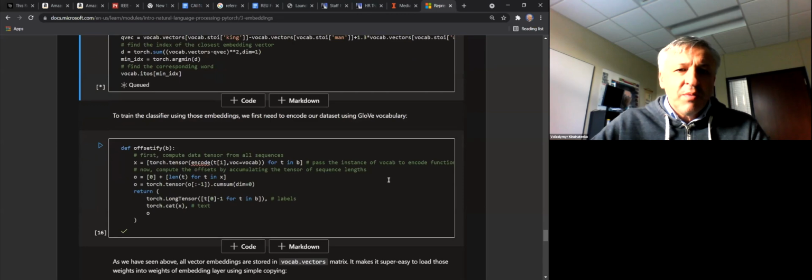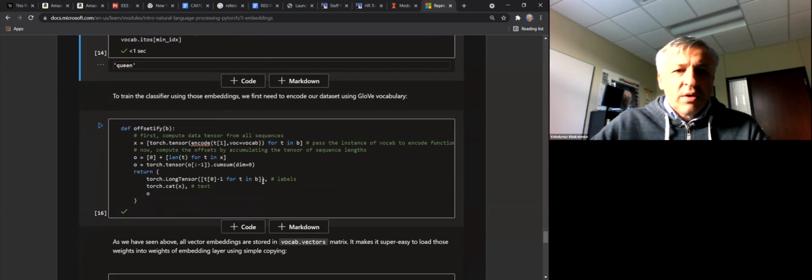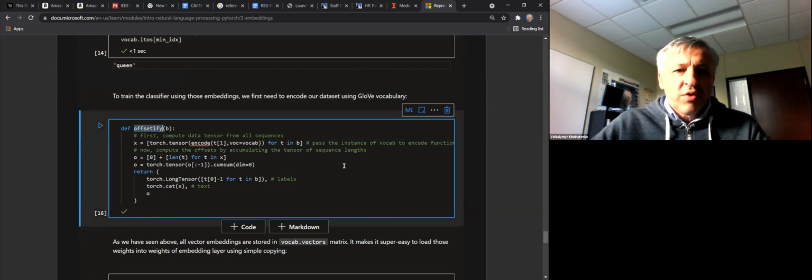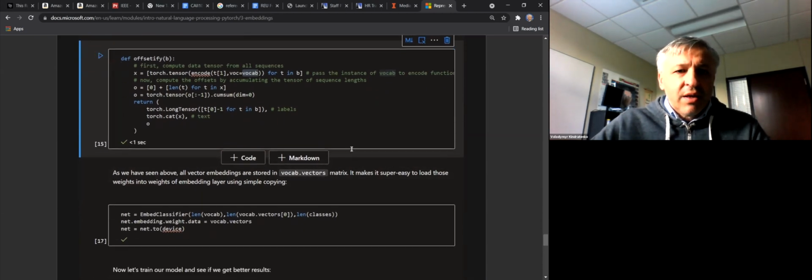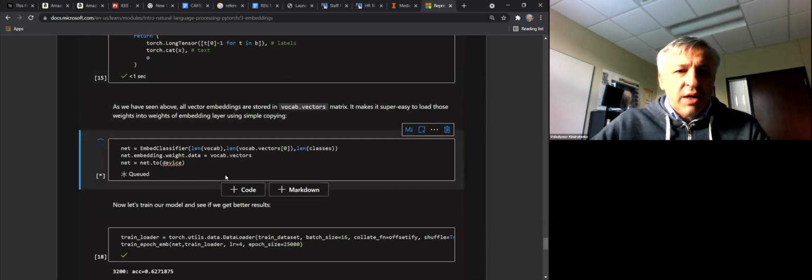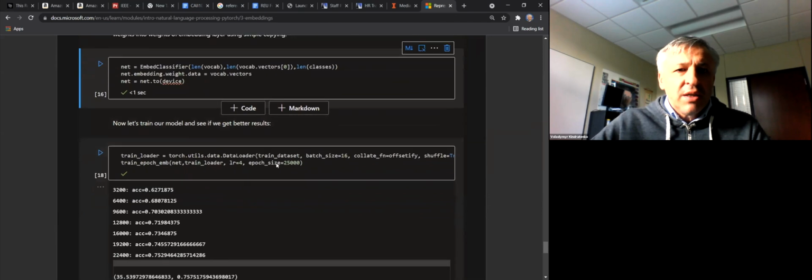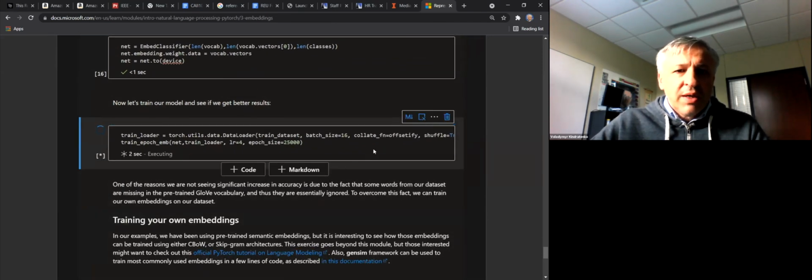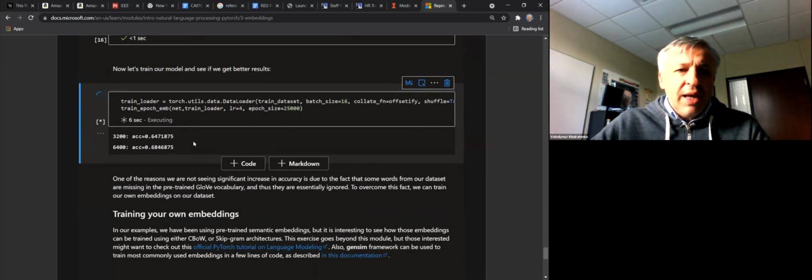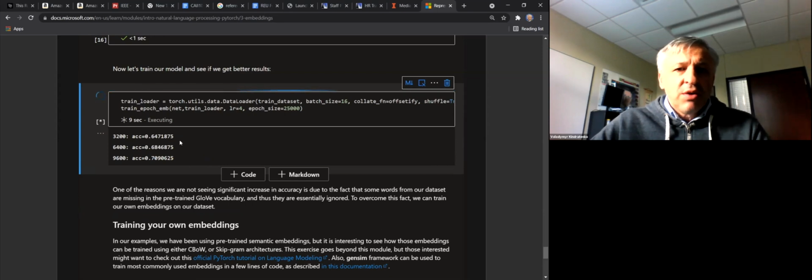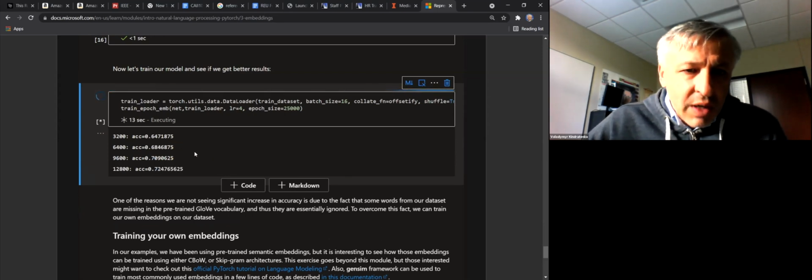So if we want to train a classifier with this embedding, we of course have to have a different encoding for our data set using the GloVe vocabulary. So the function that we have to build here will perform this sort of encoding using the new vocabulary that we just loaded. We will build this encoding first, and then we can try to run our model against it. And so this is the training component. Again, this training is taking some time, and it actually turns out that we are not getting a particularly more improved model.